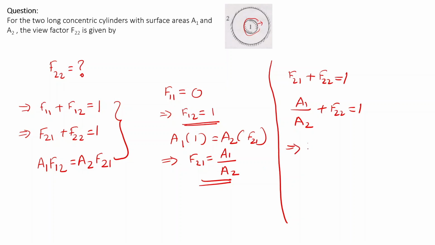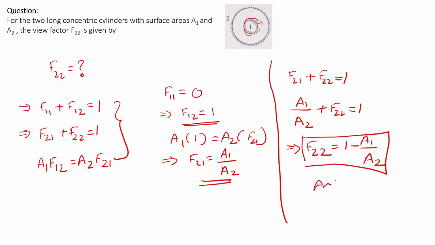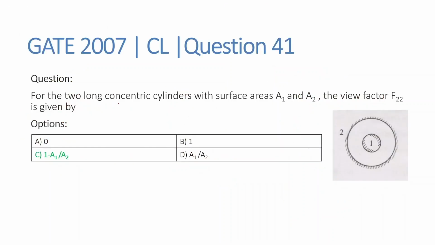That means F22 will be 1 minus A1 upon A2. So this is my final answer. So yes, for the given question, the final solution is 1 minus A1 upon A2.